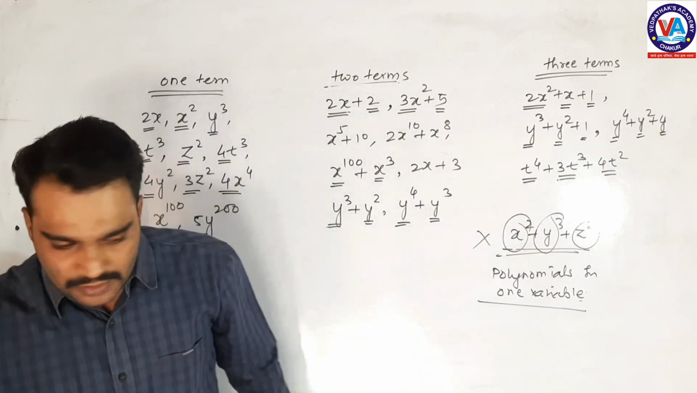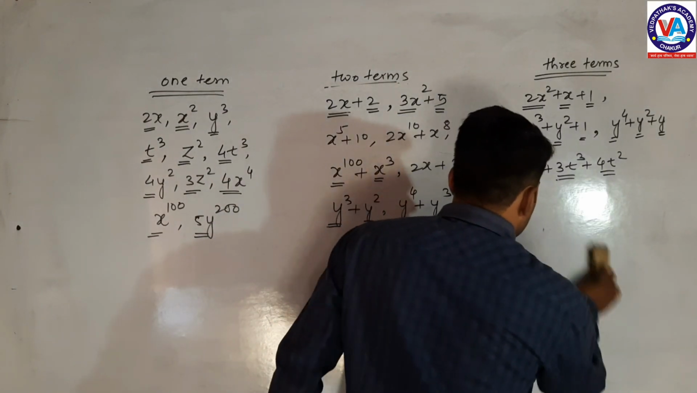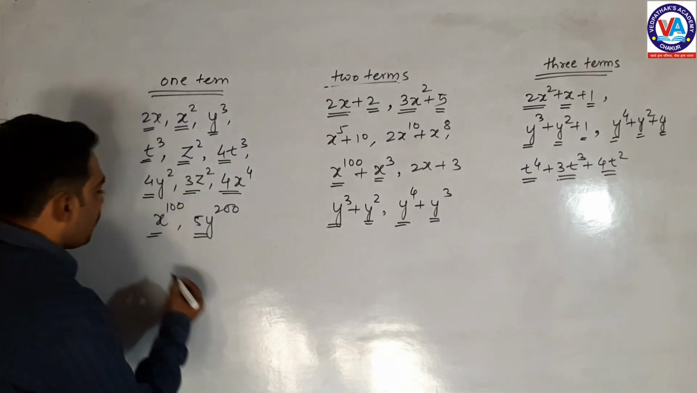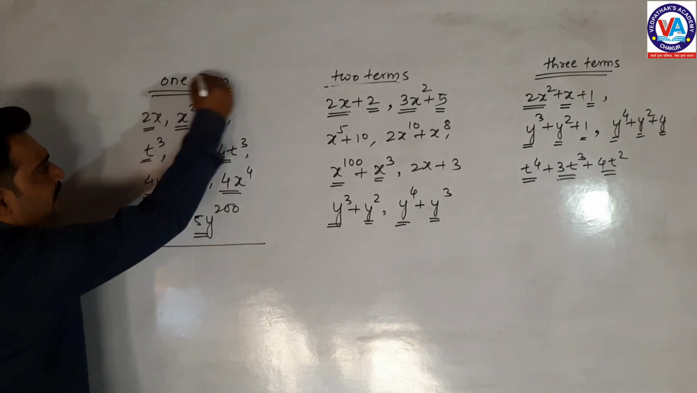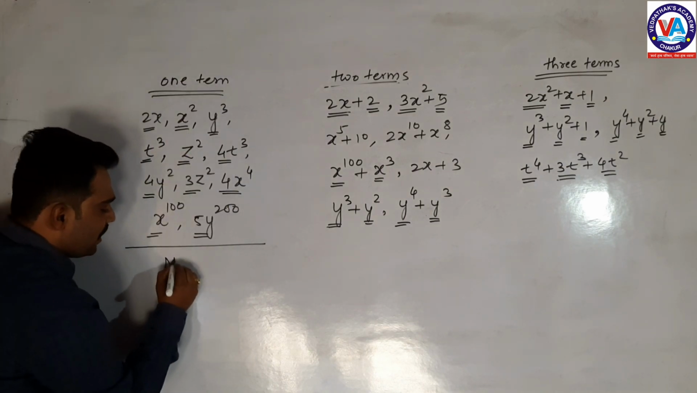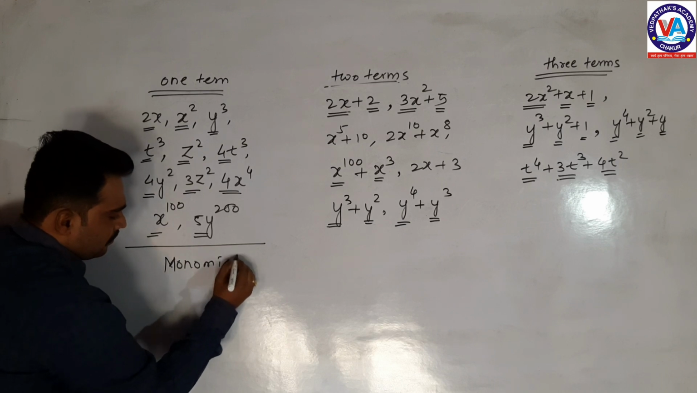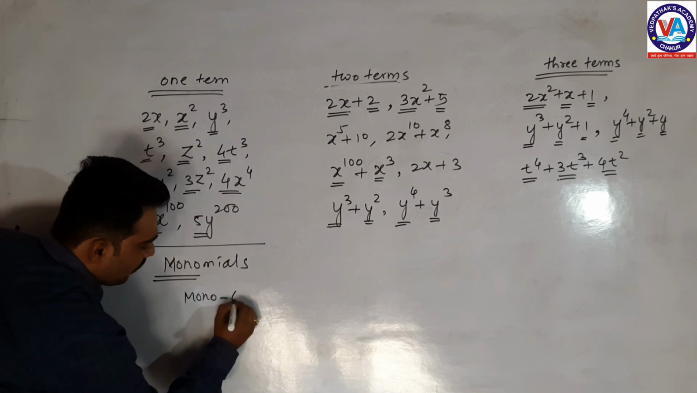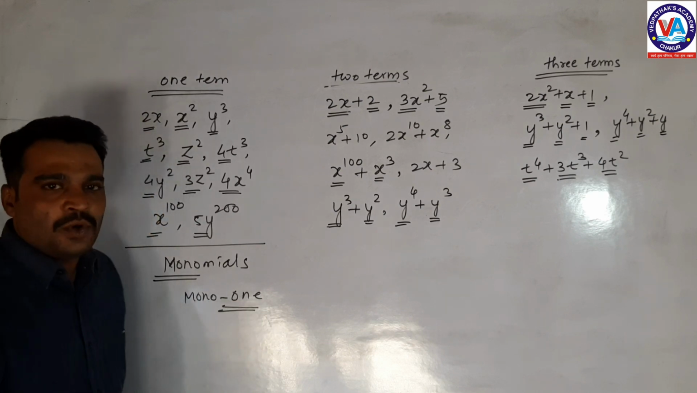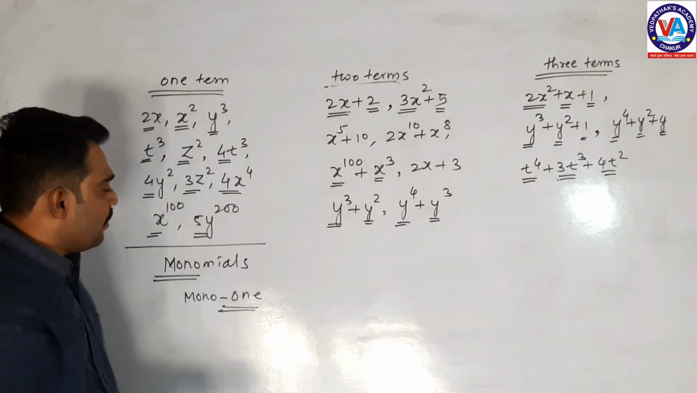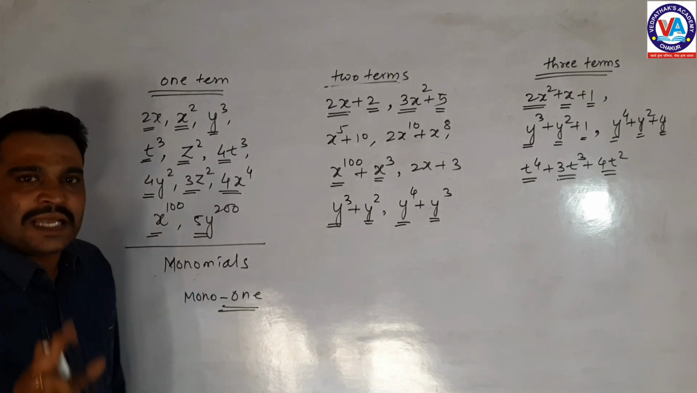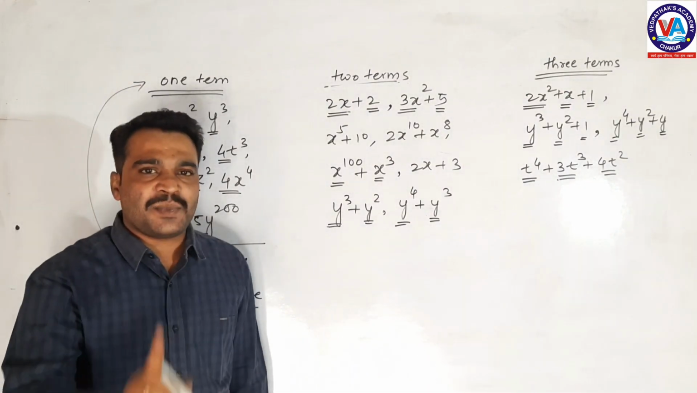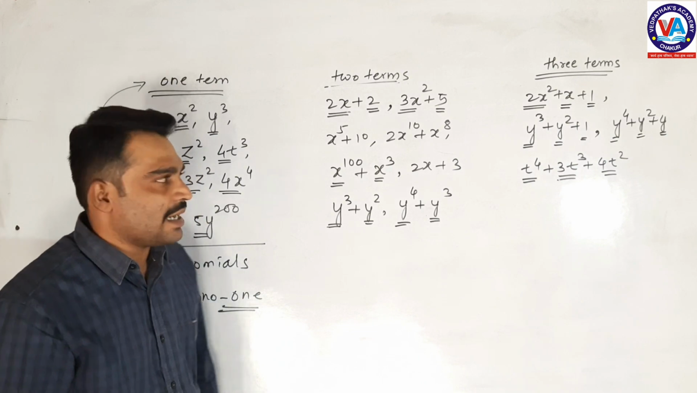Yes. Now the polynomials having one term are called as monomials. ह्या सगळ्या polynomial ला काय म्हणतात? Monomials. मोनो या शब्दाचं काय असतं? What do you mean by mono? मोनो म्हणजे असतं वन. मोनोमियल्स आर द पॉलिनॉमियल्स दॅट आर कन्सिस्टिंग ऑफ द वन टर्म. म्हणजे मोनोमियल्स हे असे पॉलिनॉमियल्स आहेत त्यांच्यामध्ये किती टर्म्स असणार आहेत? एकच टर्म असणार आहे.